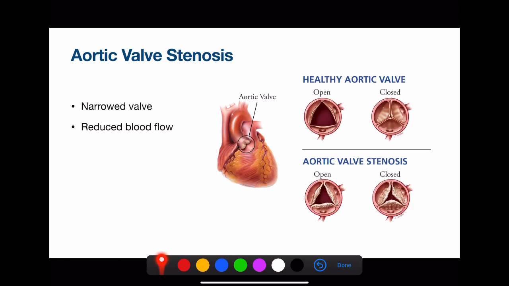Aortic valve stenosis. This happens when the aortic valve is narrowed from plaque, which causes the valve to not open all the way. It is also caused by plaque buildup in the aorta. It reduces blood flow and makes the heart work harder, which can eventually cause fatigue. Here in the picture we can see a healthy aortic valve and an aortic valve stenosis, which you can see that it doesn't open and close all the way.